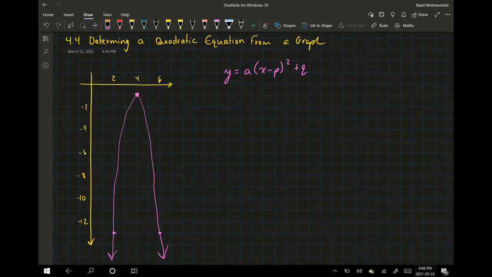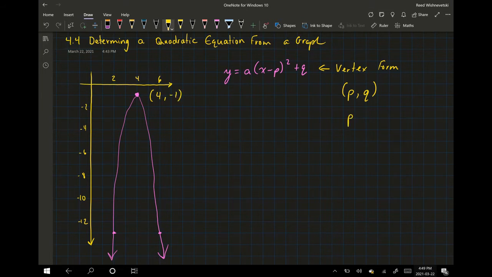Okay, so today we're going to be working on determining a quadratic equation from a graph. And we're going to be doing that using this form right here, which remember is called vertex form. Okay, now I'll remind you that our vertex we know is (p, q). So let's go over here to the graph, and our vertex we know is (4, -1).